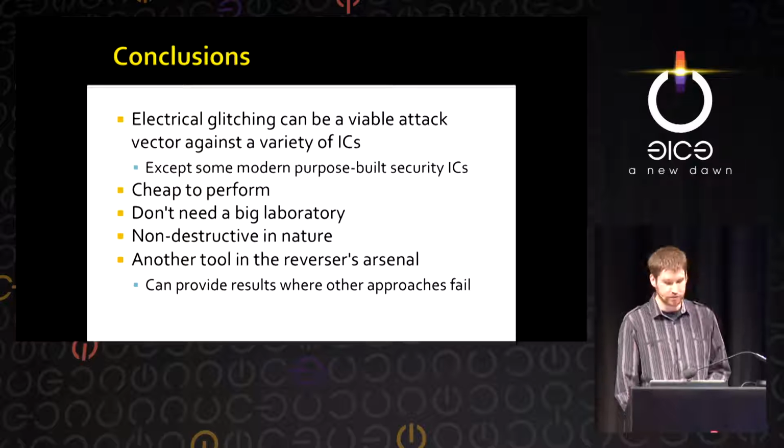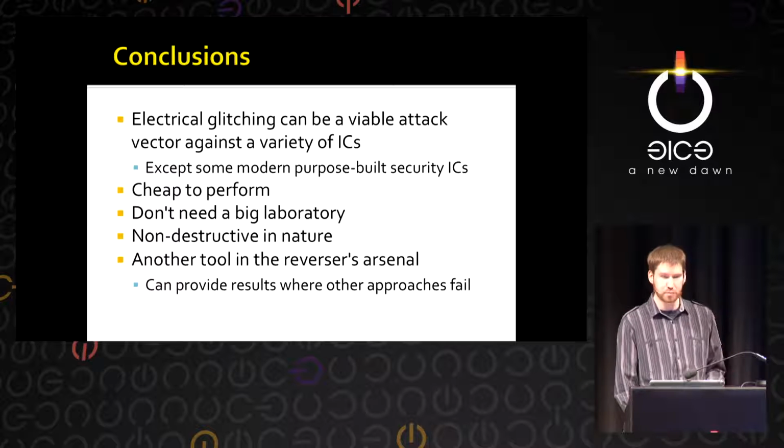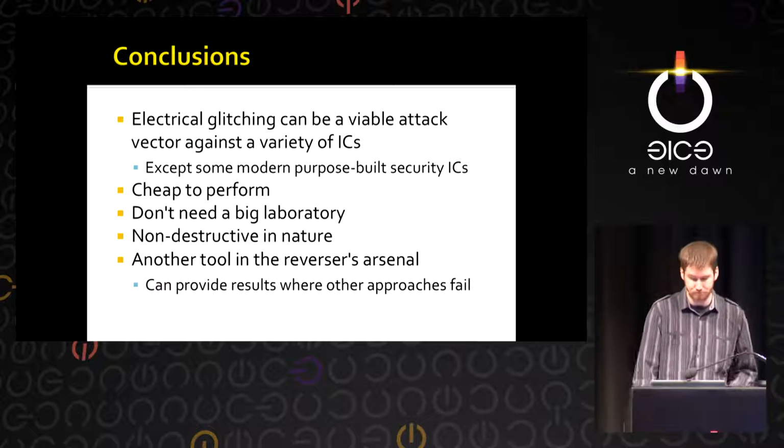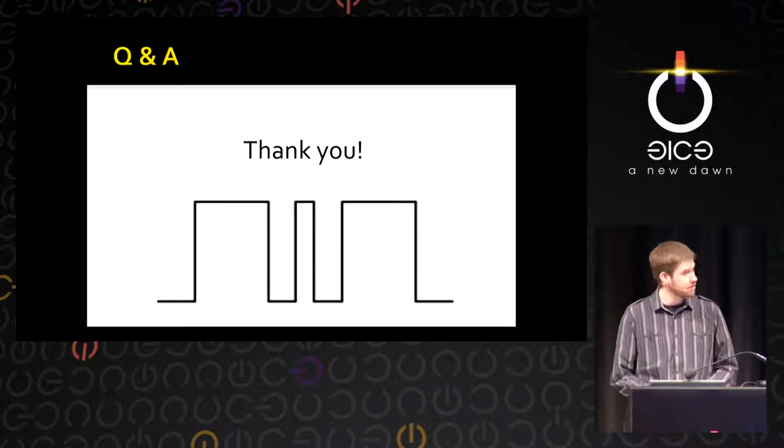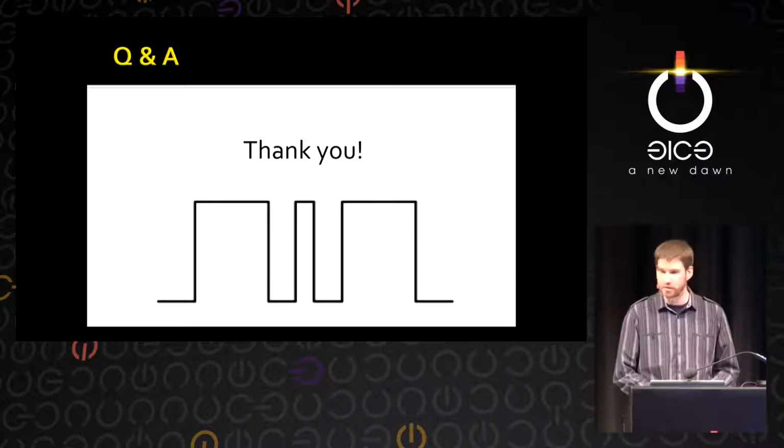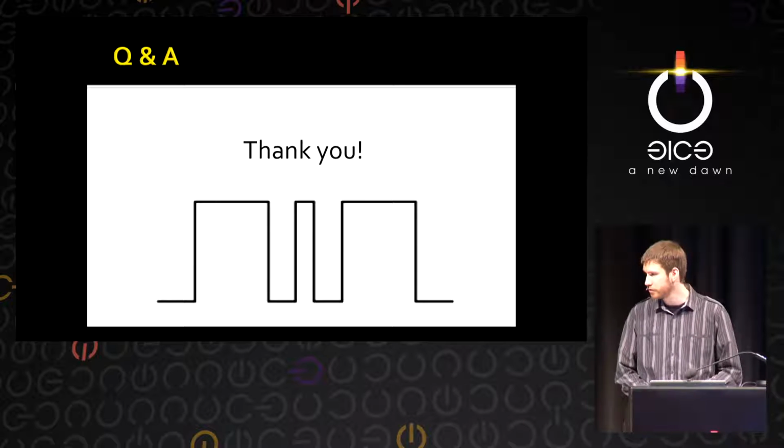So, conclusions: electrical glitching can be a viable attack vector against a variety of ICs, except for security hardened, purpose-built security ICs. It can be cheap to perform. You don't need a big lab or expensive equipment. It's usually non-destructive in nature, so it doesn't affect the device, and it's another tool in your arsenal when other approaches have failed. So that is everything.